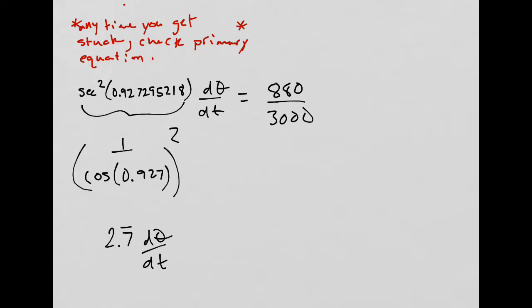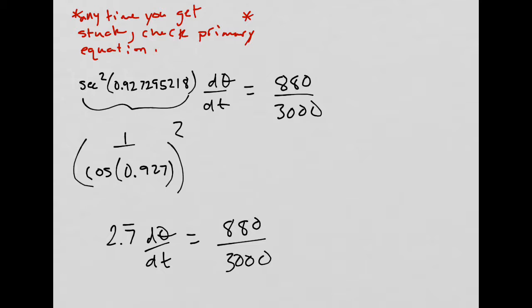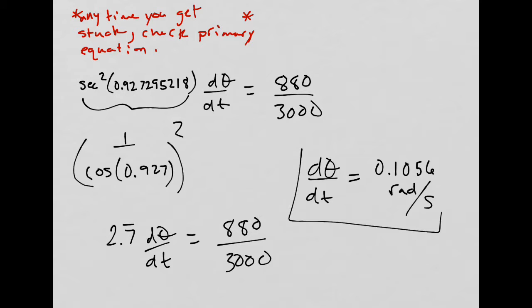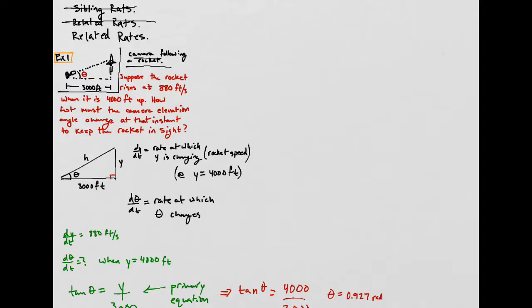We're on a roll. And so I will divide those two things, and d theta/dt is going to be in radians per second. And that's just equal to, if I don't round at all, 0.1056 radians per second. So that's how fast the camera needs to move. Geez, that was quite an example. Yeah. This is Sibling Rats.